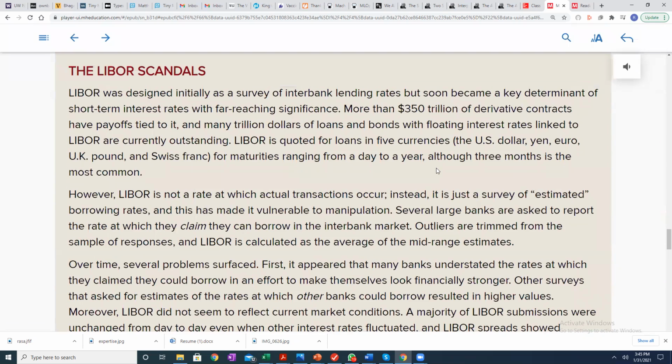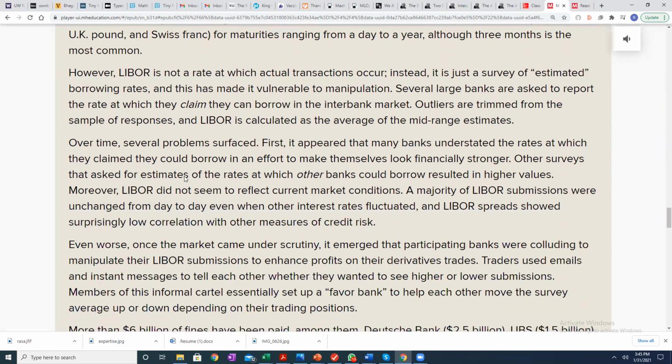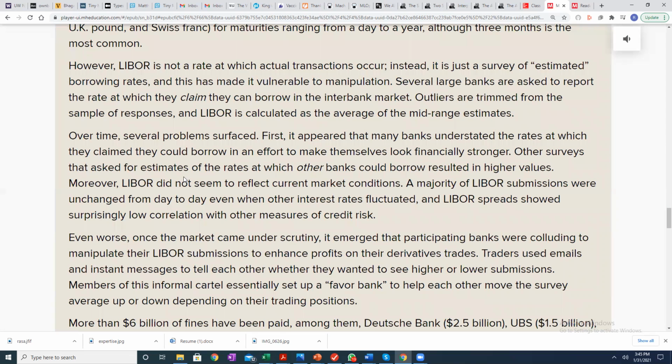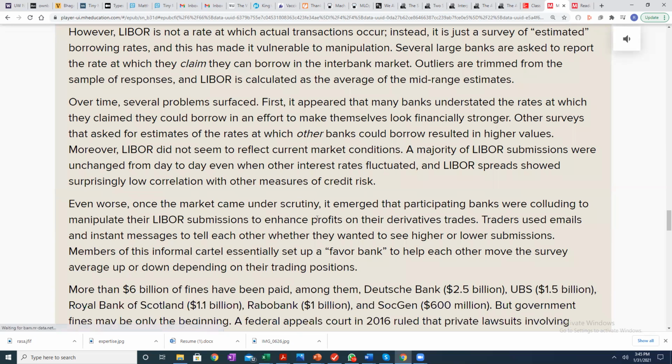So here is a little more detail. $350 trillion of derivative contracts have payoffs tied to Libor. Libor is quoted for loans in 5 currencies: dollar, yen, euro, UK pound, Swiss franc. Libor is not a rate at which actual transactions occur. It's just a survey of estimated borrowing rates, and this has made it vulnerable to manipulation. Several large banks are asked to report the rate at which they claim they can borrow in the interbank market.